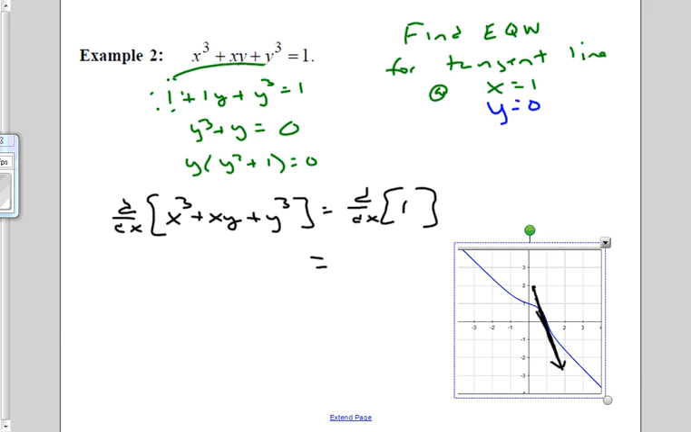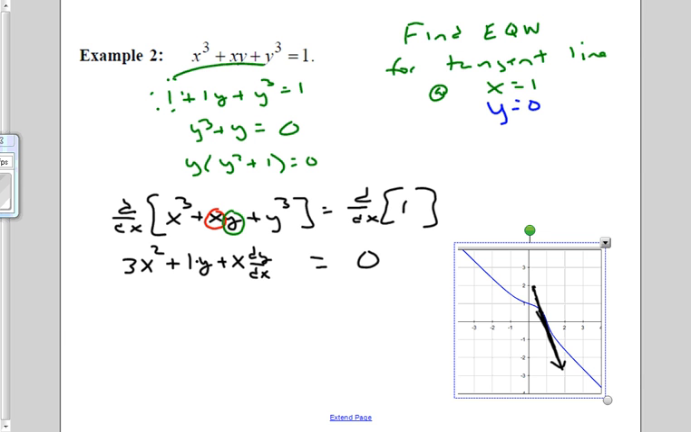So right-hand side, we know the derivative of a constant is 0. Left-hand side, working our way across, the derivative of x cubed is just 3x squared, dx dx, so that's just 1. Plus, now we need to do a product rule where that's my first function, and this is my second function. So the derivative of x first is 1 times y plus x times the derivative of y, which is dy dx.